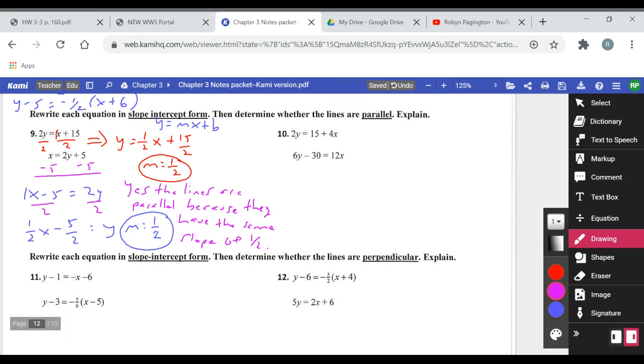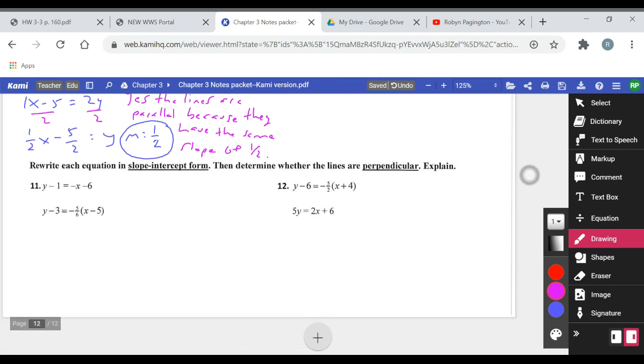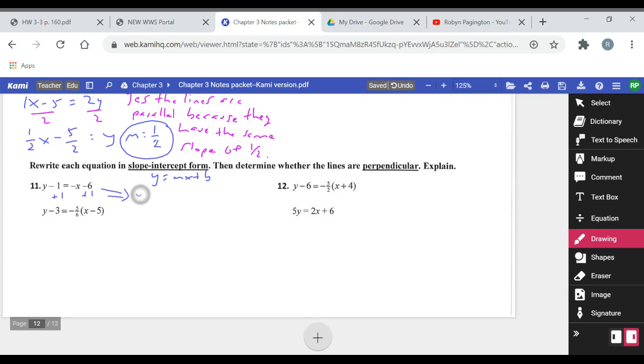Okay, so last one is number 11. And on number 11, it says write each equation in slope-intercept form, then determine if they're perpendicular. So similar to what we just did. Then in this first case, again, we're trying to get it in y equals mx plus b form. So in this first equation, if we add 1 to both sides, then this equation becomes y is equal to negative x minus 5.